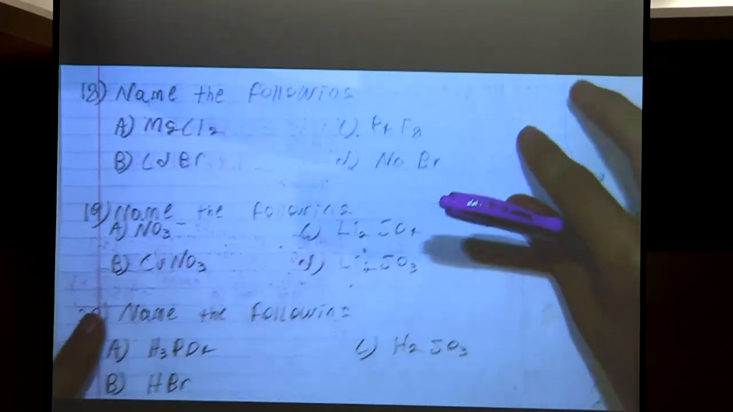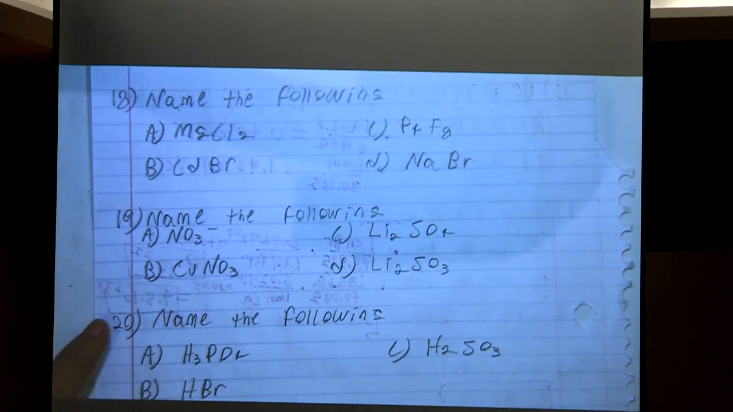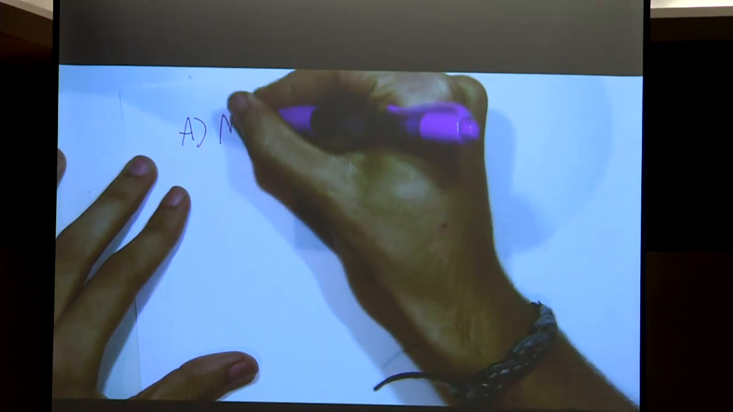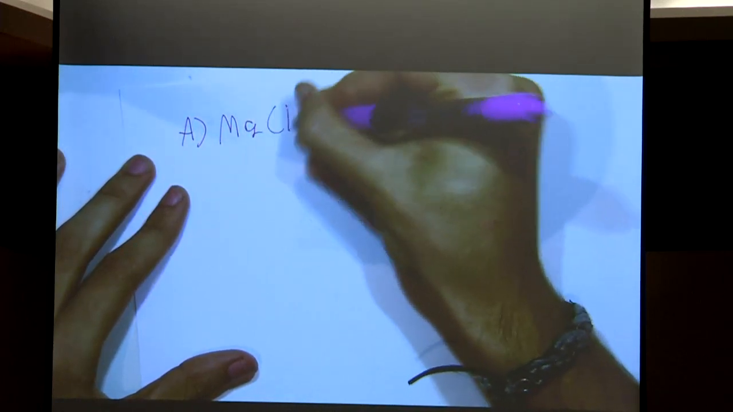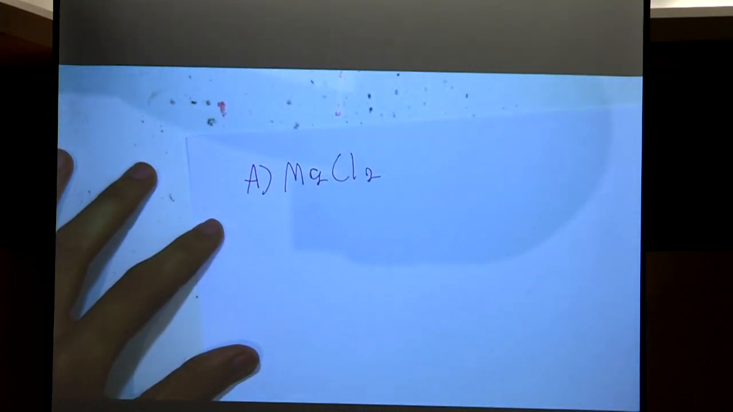All right. So now we're dealing with naming. I'm going to do this on a separate sheet of paper. For A, we have MgCl2. I'm going to do a little bit of a clinic on naming here in the next 3 sets of problems. So, magnesium chloride, right?